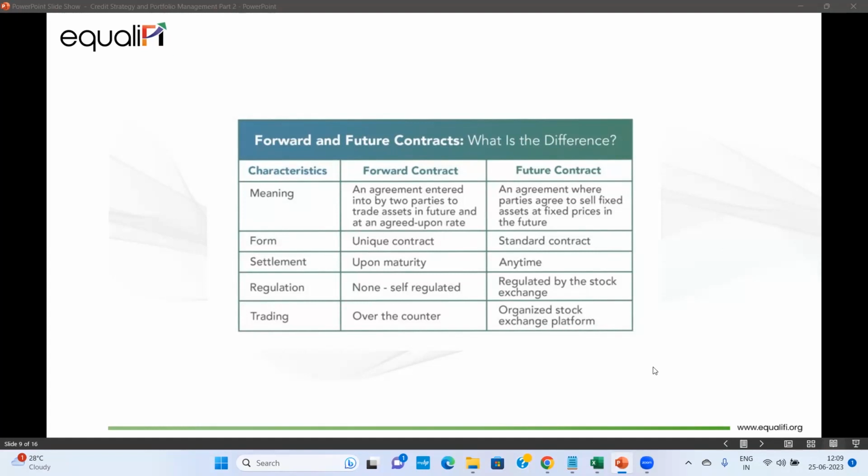So in a future, it is the exchange or clearing corporation. Okay, so can you elaborate? Yeah, that's what is being mentioned. It is regulated by an exchange, and in a forward, there is no regulation. It is not regulated by any exchange or anything. It totally takes place over the counter. Yes, absolutely, Kunal.